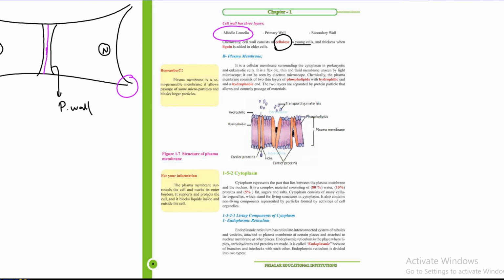As time passes, plants thicken their wall with another waxy, waterproof substance, which we call lignin. When thickened with lignin, lignin plus cellulose makes what? The secondary wall. This means the primary wall, and these two together we call the secondary wall. So the plant cell wall is made up of three layers: middle lamella, primary wall, and then secondary wall.